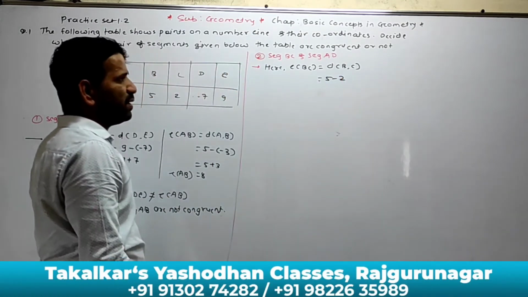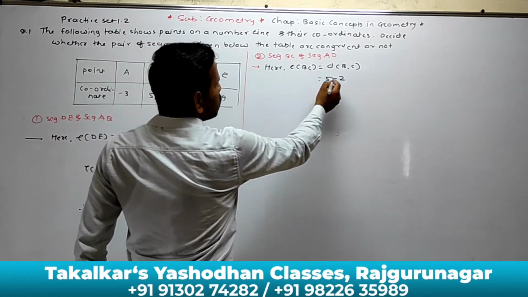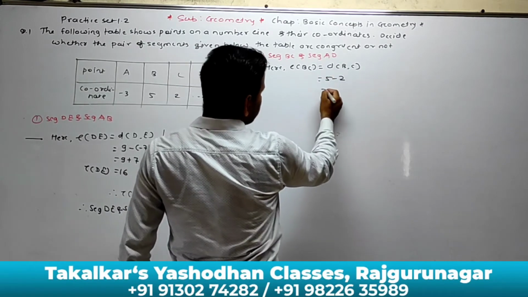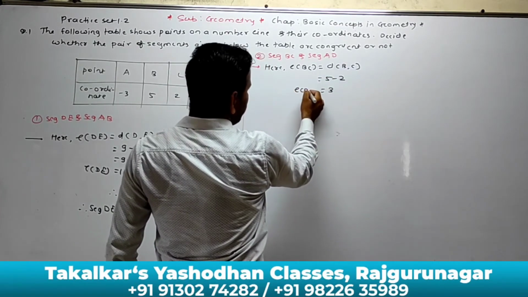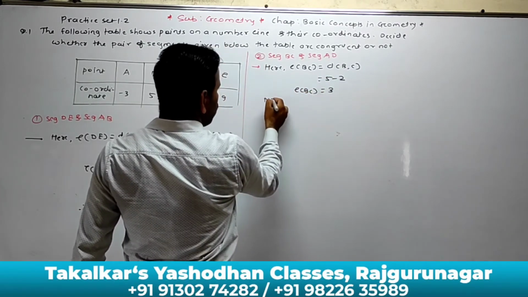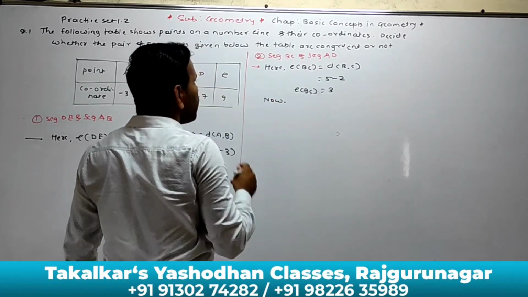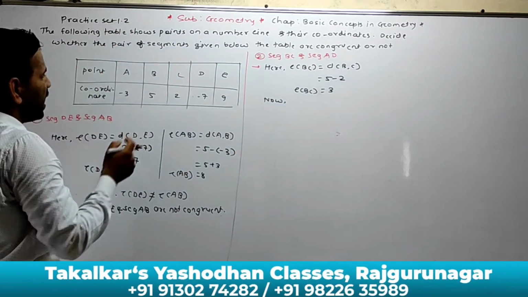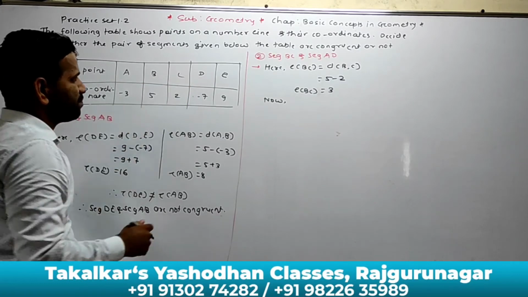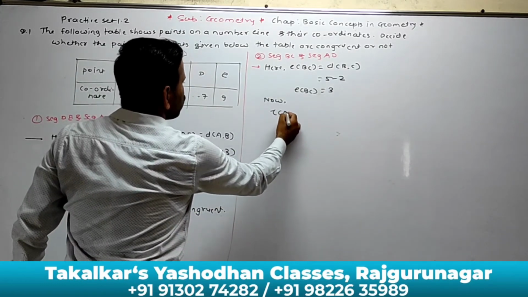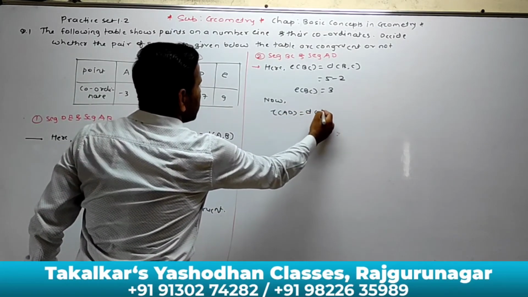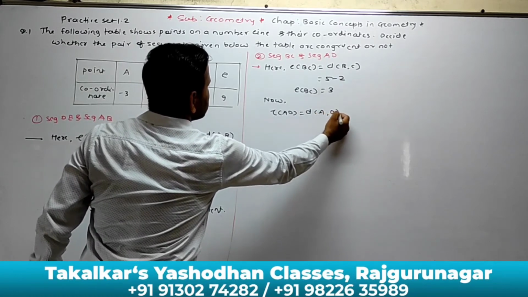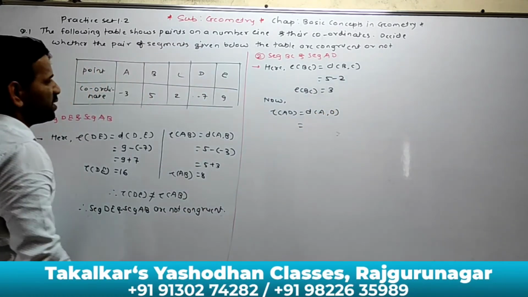So your answer will be 5 minus 2. So that will be 3. Length of BC will be 3. Now find out length of AD. So length of AD means distance between A and D. And now how to find out distance between A and D?